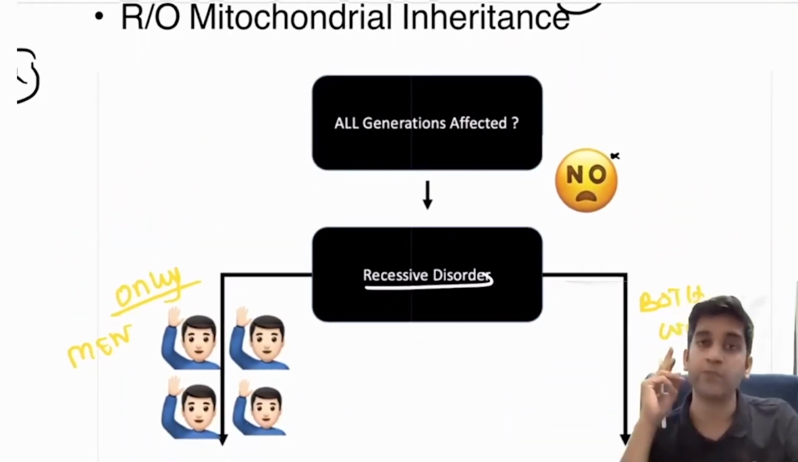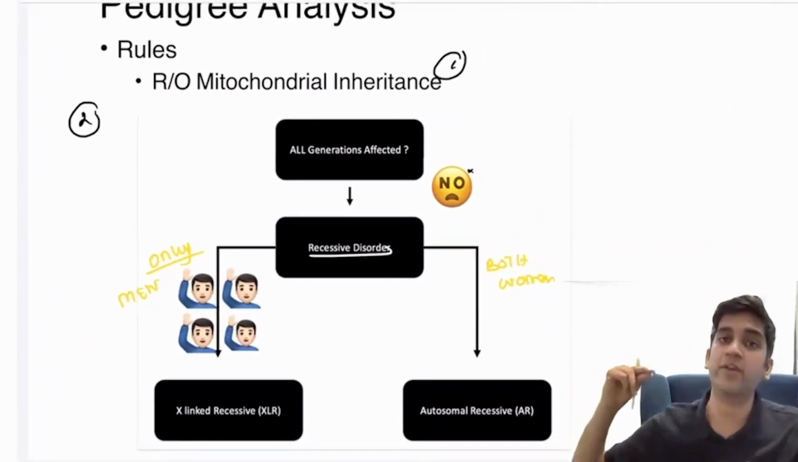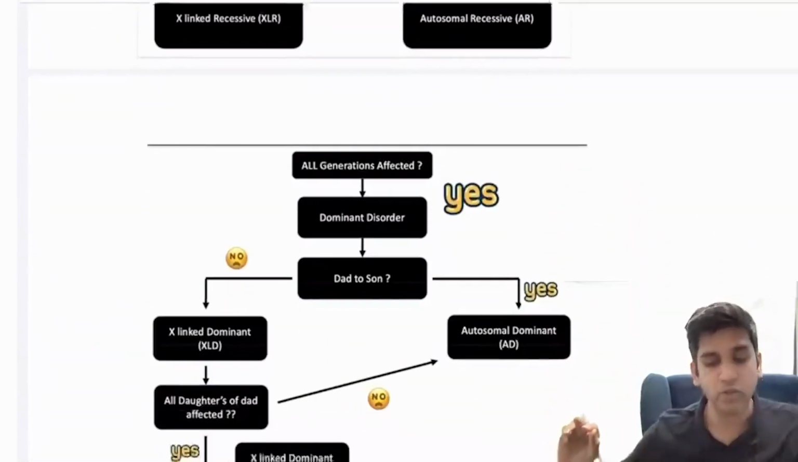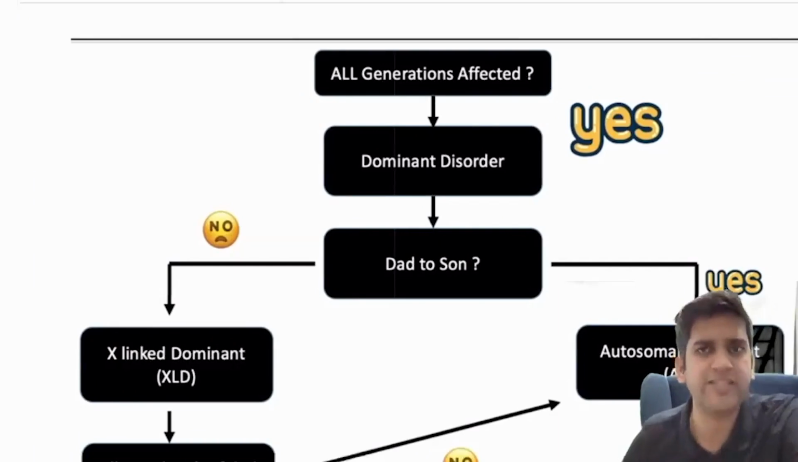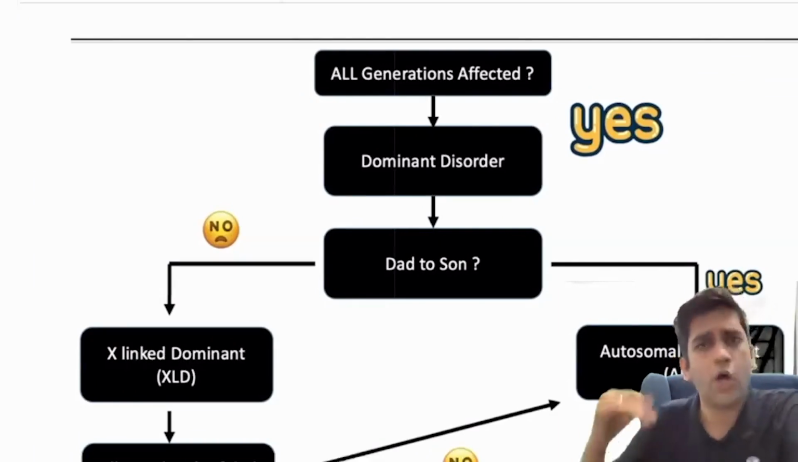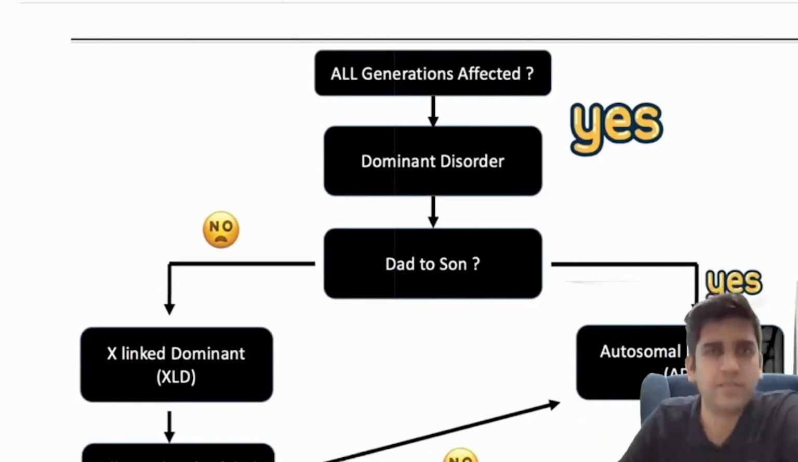That's the second rule for me, to rule out or to identify all the recessive inheritance, right? When you go to the third, the third thing is very simple. One more flowchart, that's all. All generation affected? Answer is yes. Dominant disorder, right? Then I have to ask two more questions, that's all. It's not as simple as my recessive, just two more questions.